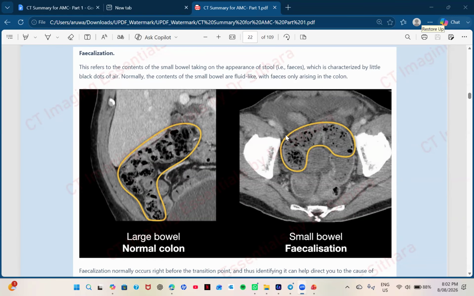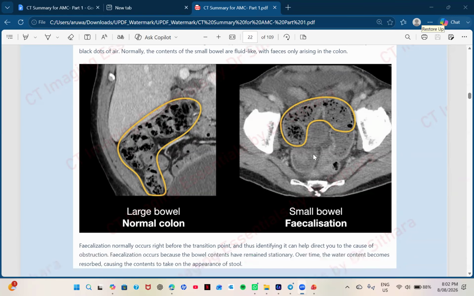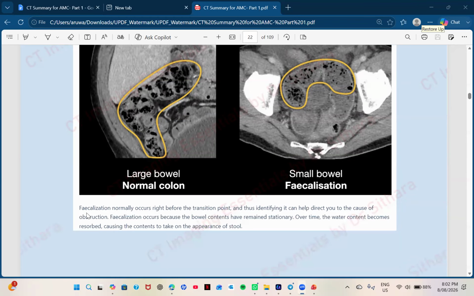Okay, so here you can see this appearance, right? And the fecalization normally occurs right before the transition point, and identifying it can help direct us to the cause of obstruction. Fecalization occurs because the bowel contents have remained stationary over time. The water content becomes reabsorbed, causing the content to take the appearance of stool, right? So keep this in mind.